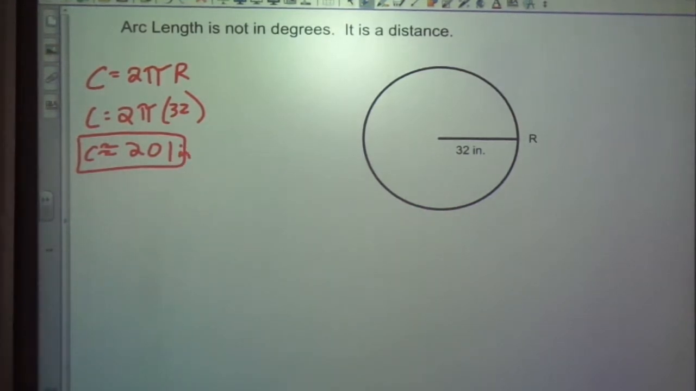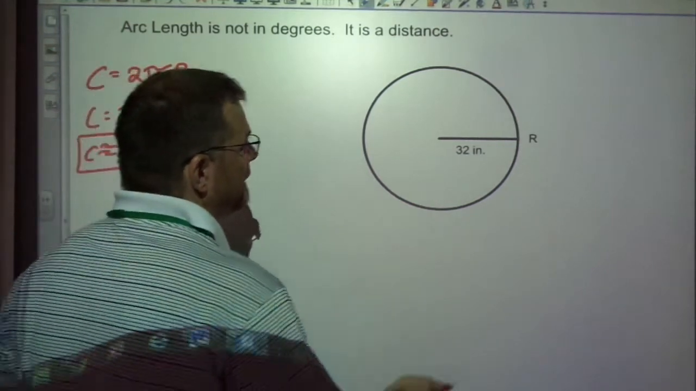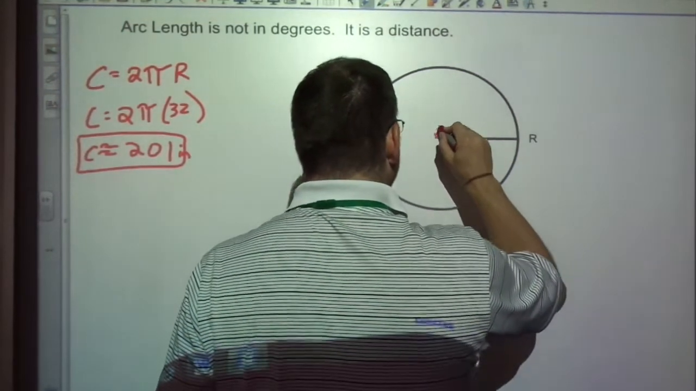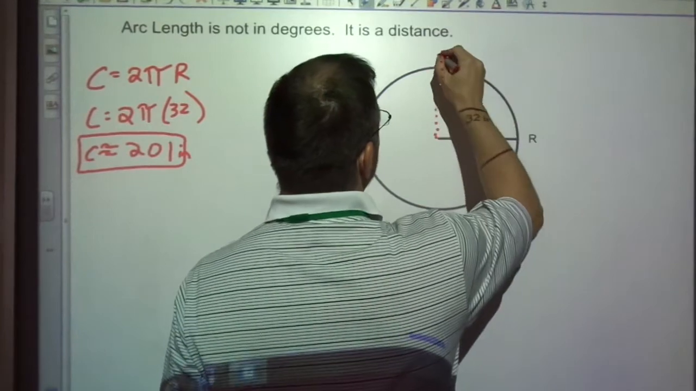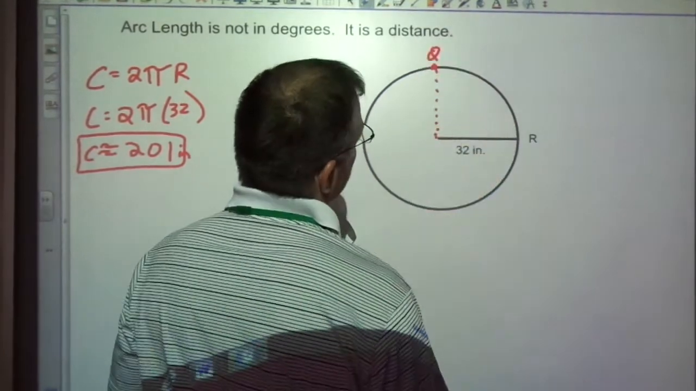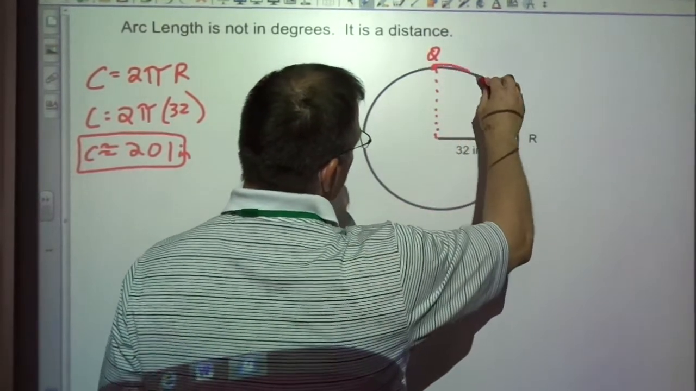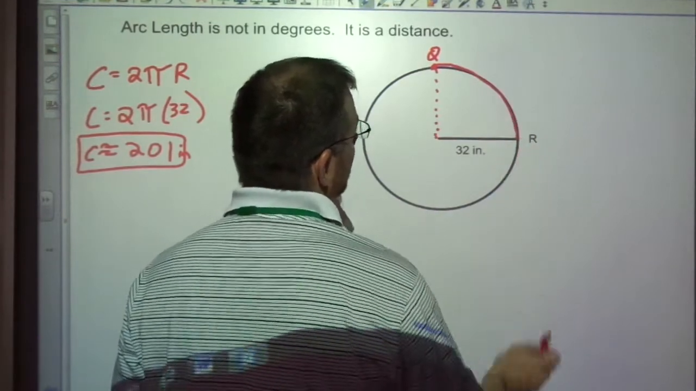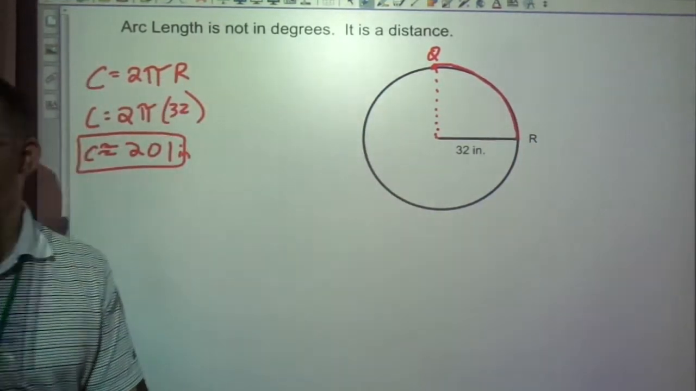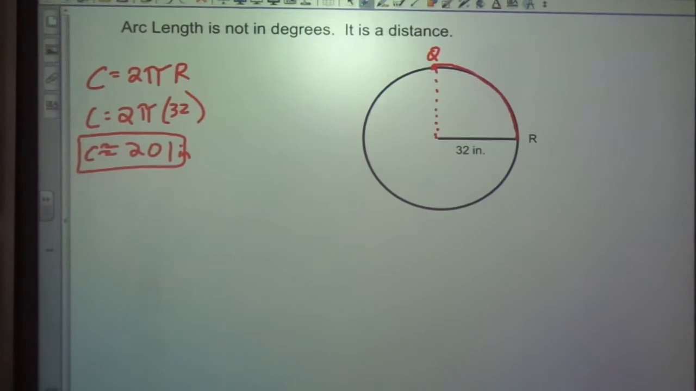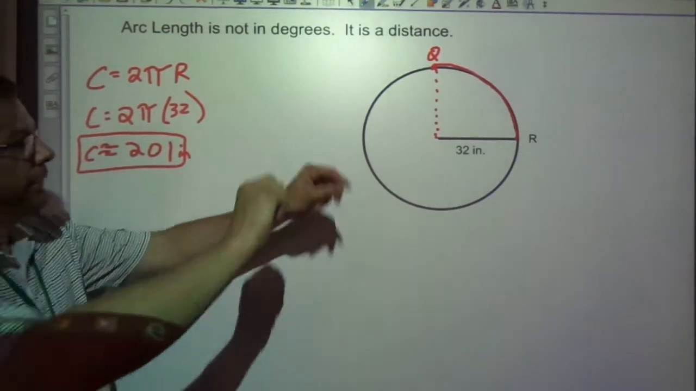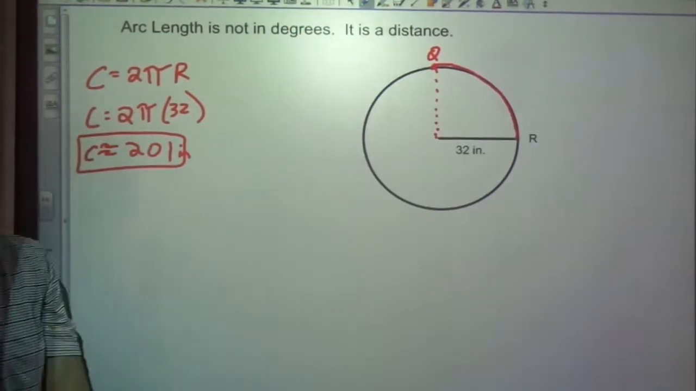What I am interested in finding out is, let's say I had a point like this. And we'll put Q, point Q here. If I wanted to say, okay, what would be the length, the arc length from Q to R? How long would that string be? How long would I need to cut it so that it would wrap on this circle and it would fit?